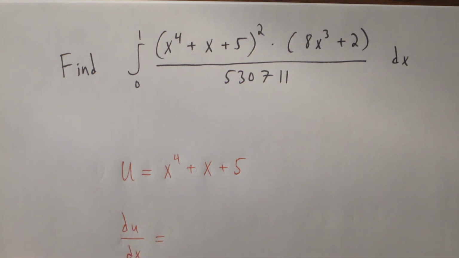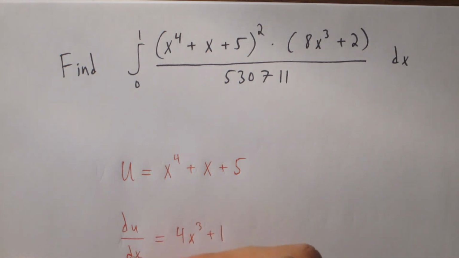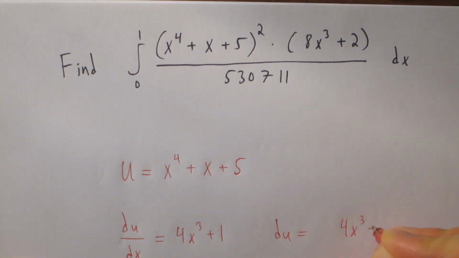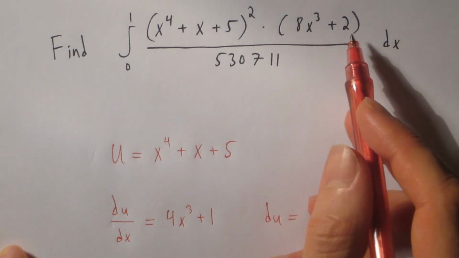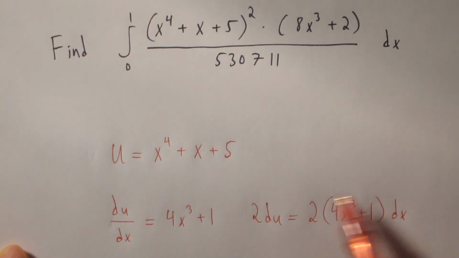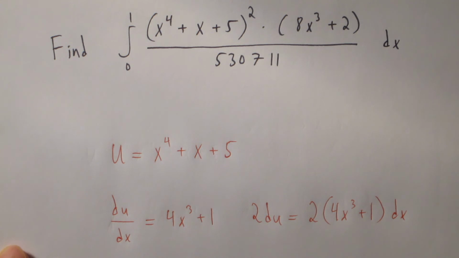Remember to use the Leibniz notation for the derivative of u. So it's 4x^3 plus 1, because now the du and dx pop up. You can treat it as a fraction. So moving the dx over to the other side, this is what you get. And you kind of wanted to translate 8x^3 plus 2 into the u world. So let's multiply by 2, and there you go. You have 8x^3 plus 2 times dx. So you can translate that into the u world as well.